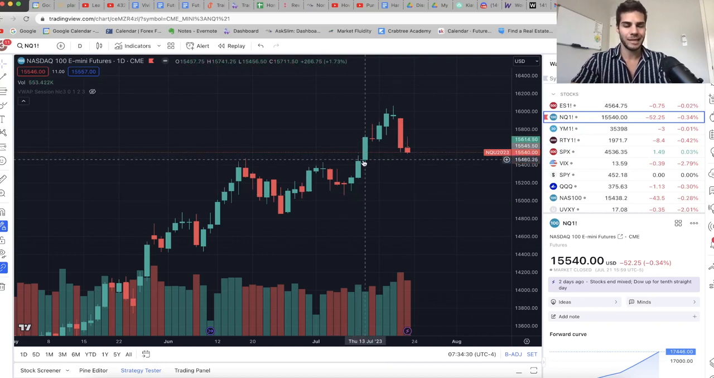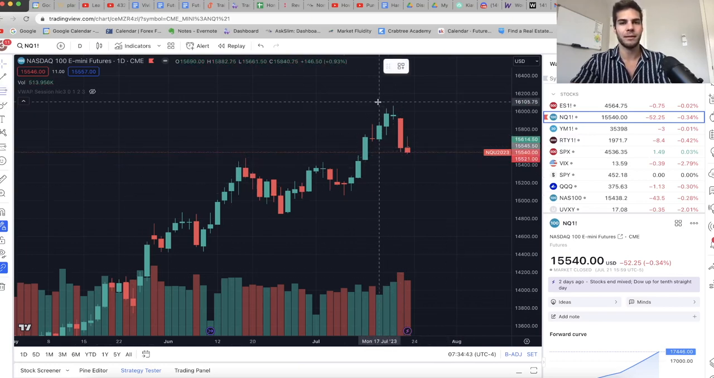So without further ado, let's dive into the charts. We're taking a look at Nasdaq on the daily chart. And right here, obviously you can see that we sold off. And I closed my short for a small profit. Reason being is because I'm expecting a pullback after this sell-off.